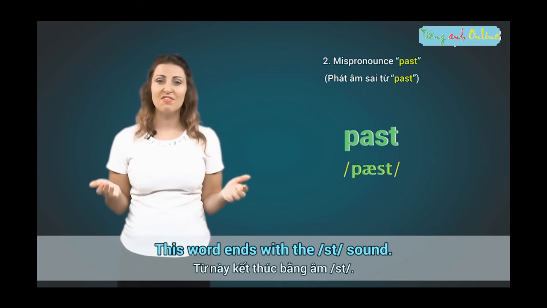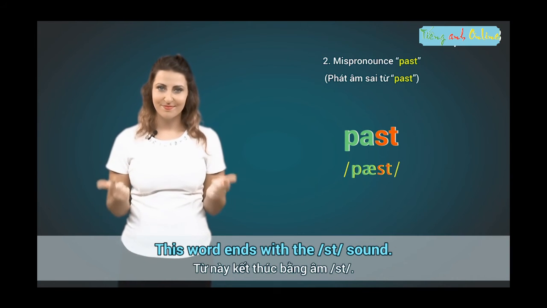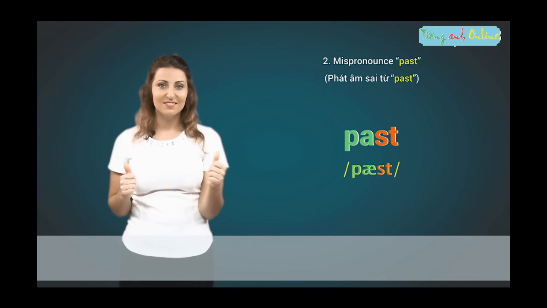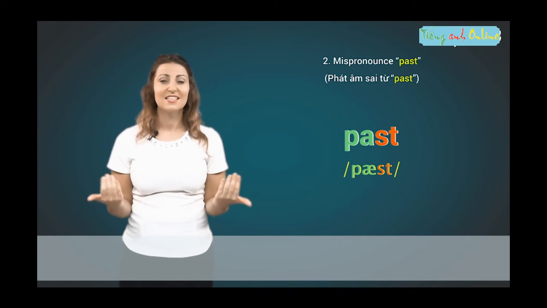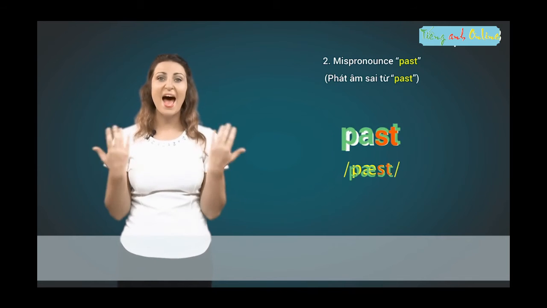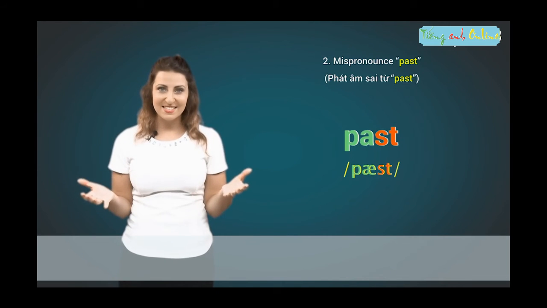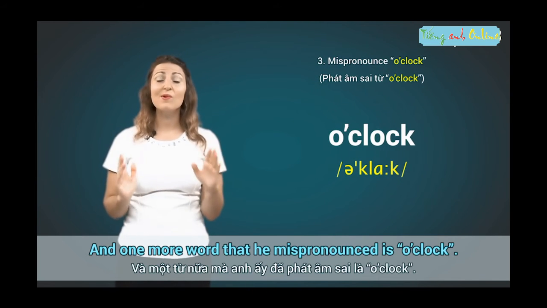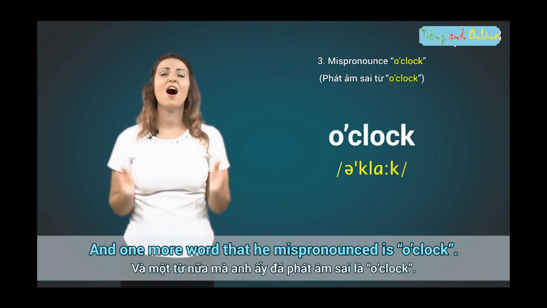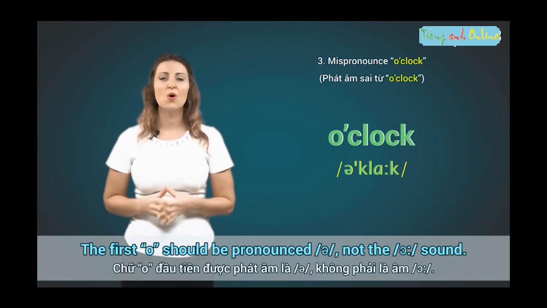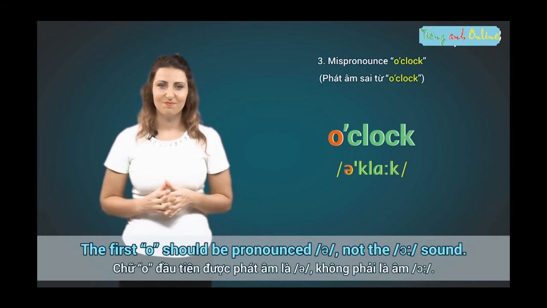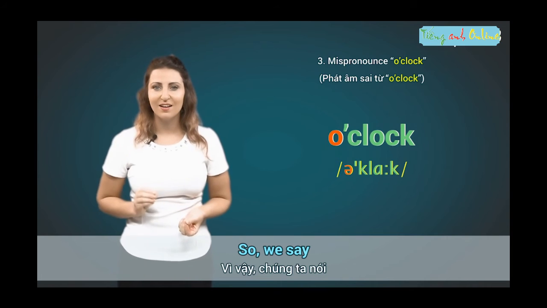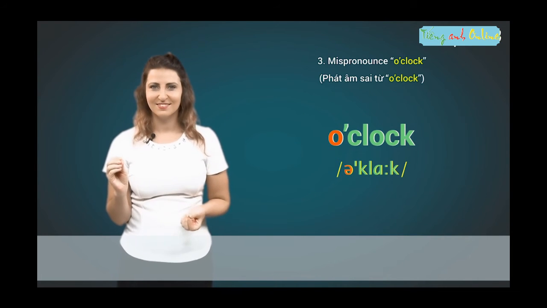The second word is "past." This word ends with the st sound. Pay attention to me, please. St, st, st. Past. Right. And one more word that he mispronounced is "o'clock." The first O should be pronounced with the full O sound. So we say o'clock, o'clock.